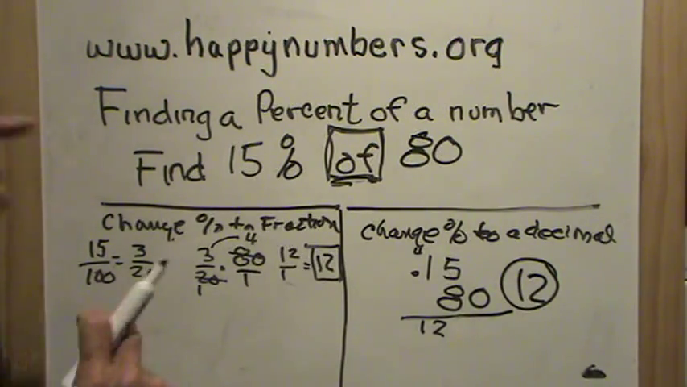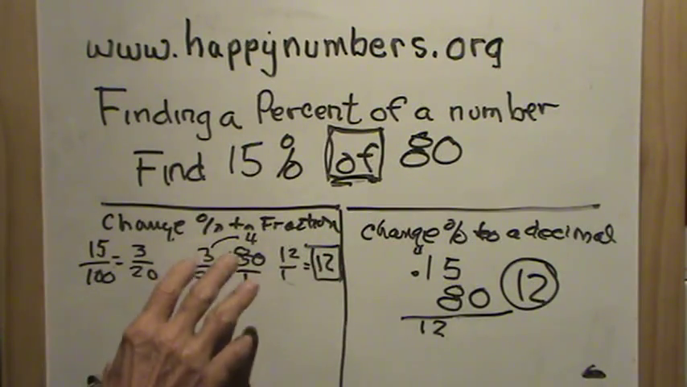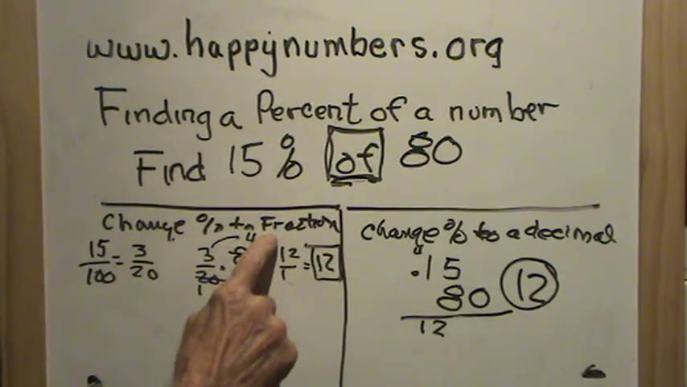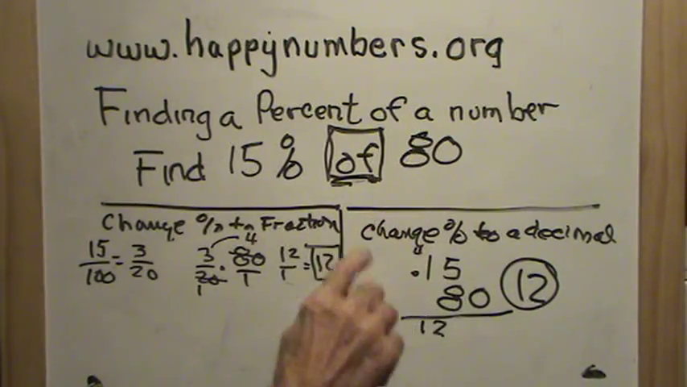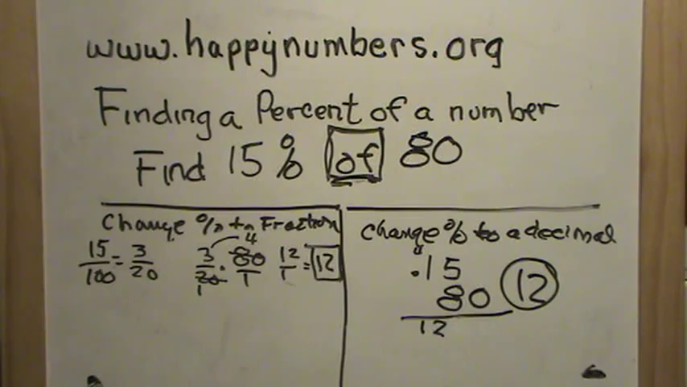So you can see either method that I use, I can find the percent of a number by changing the percent to a fraction and then multiplying by the number, or changing the percent to a decimal and multiplying by the number. You'll find out as you work problems in the real world that depending on the problem, one method will be simpler than the other.